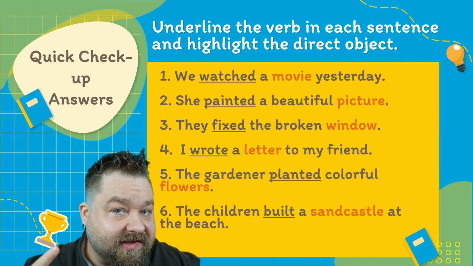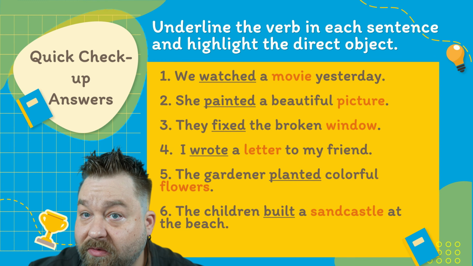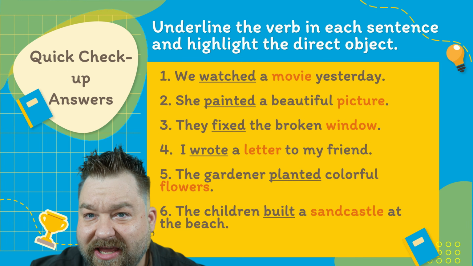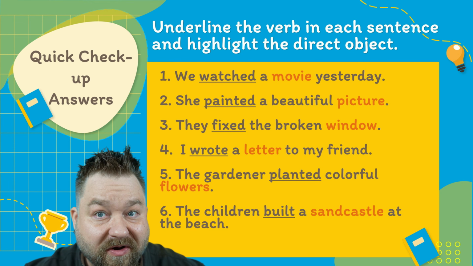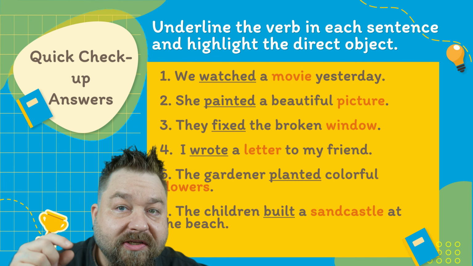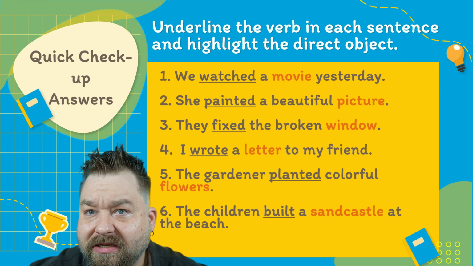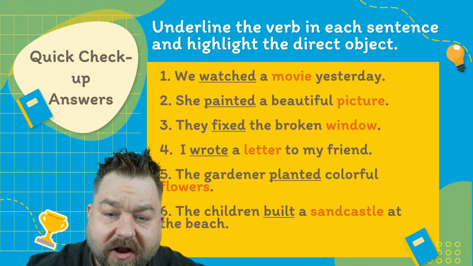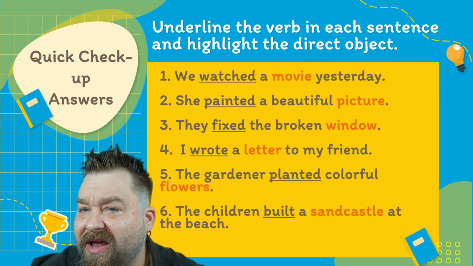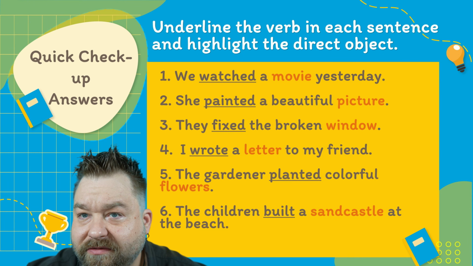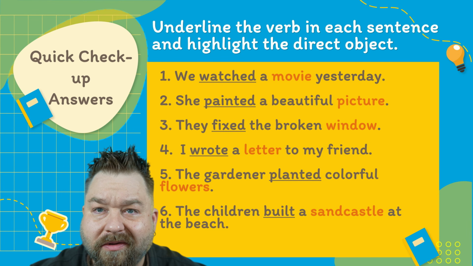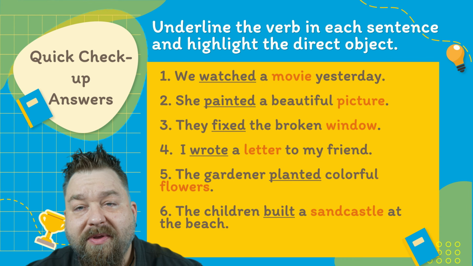They fixed, that's our action, what? The window. The broken window. We can add the details, but we're only thinking here about the direct objects and the verbs. Number 4, I wrote. So I wrote something down. What did I write? A letter. There you go. I wrote a letter. Number 5, the gardener planted what? Flowers. And number 6, the children built. What did they build? A sandcastle. They built a sandcastle. Awesome job.